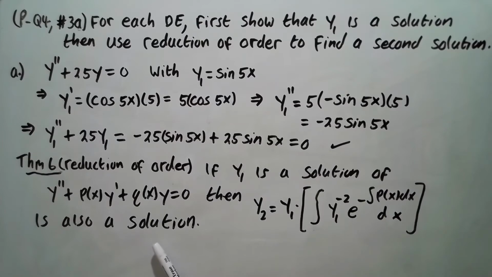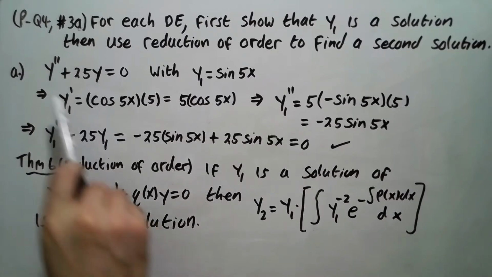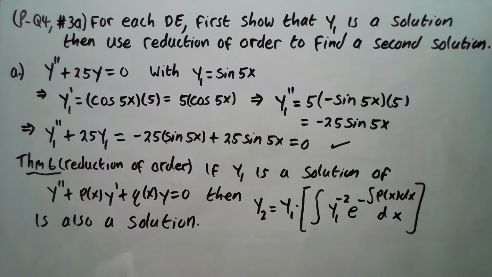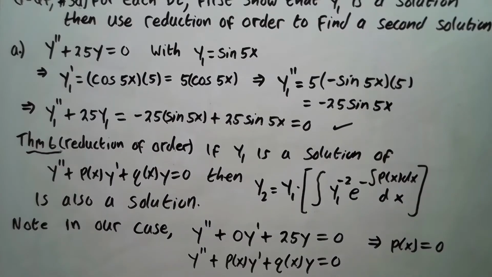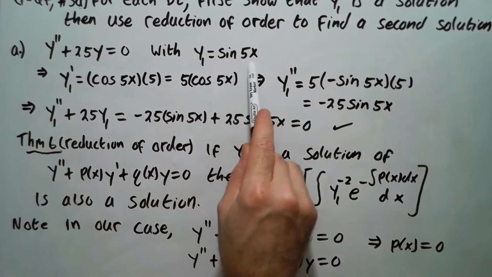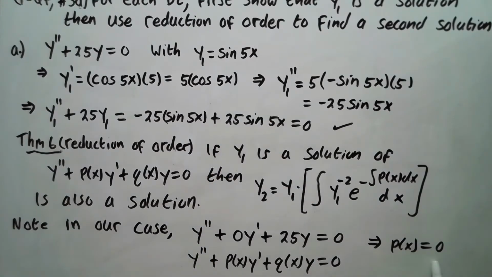So let's identify what the p is in our case. So let me write our differential equation down here. It doesn't have any y prime terms, so you can think of it as 0 y prime. So then matching it up with this general form of the differential equation over here, we can see that p has to equal 0. Okay, so our y1 is sine of 5x, our p function is 0. We can now plug into this formula here.